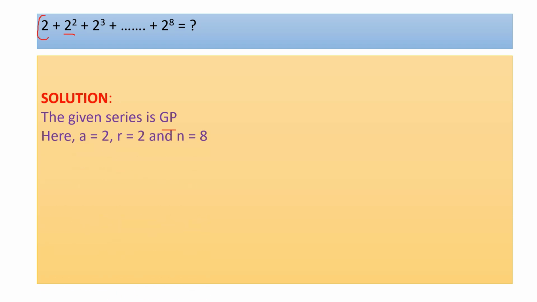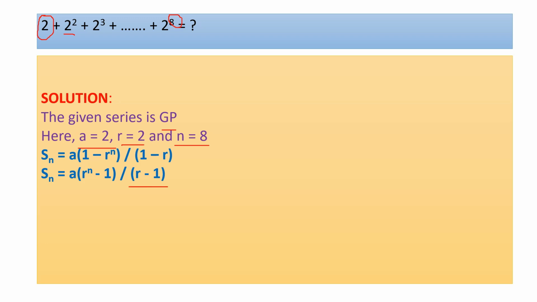Here the first term A is equal to 2, and the common ratio R is 2, because if we divide each term by the preceding term, we get 2 as the ratio, and n is 8 here. We know that the formula for the sum of n terms is A into 1 minus R power n by 1 minus R. Here we are rewriting it as R minus 1 in the denominator. Why? Because R is 2, sorry. R is greater than 1, so we can reformat this equation.